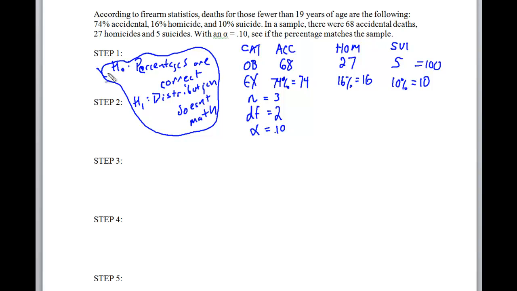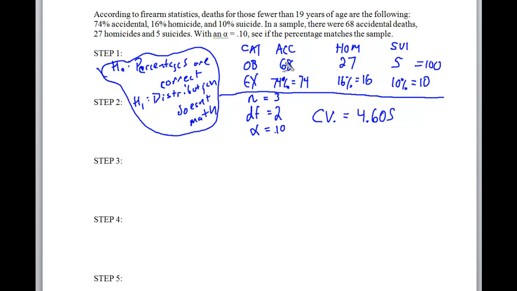Now step 2. I've got my information for step 2 right there. So I'm going to take a look at my table G, and my critical value when degrees of freedom are 2 and my alpha is 0.10 is going to be 4.605. I need to be bigger than 4.605 to reject the null hypothesis.